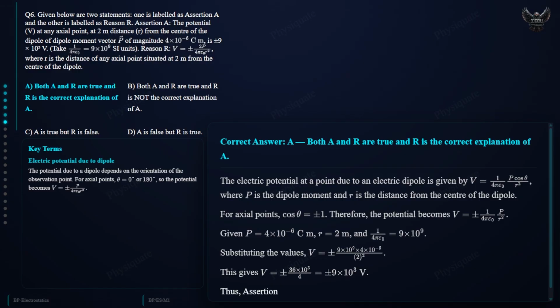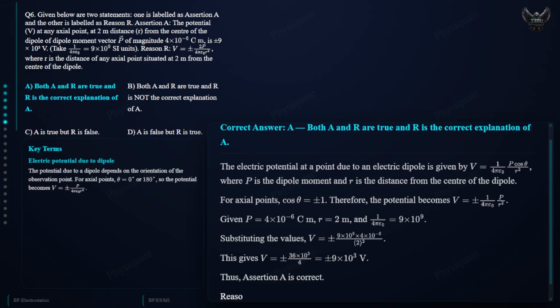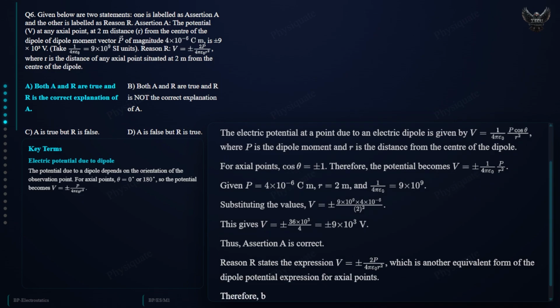Thus, assertion A is correct. Reason R states the expression V equals plus or minus 2p divided by 4 pi epsilon 0 r squared, which is another equivalent form of the dipole potential expression for axial points. Therefore, both assertion A and reason R are true and the reason correctly explains the assertion.